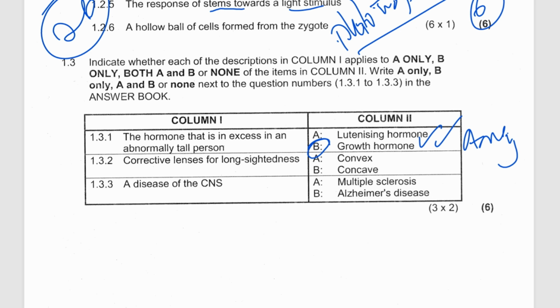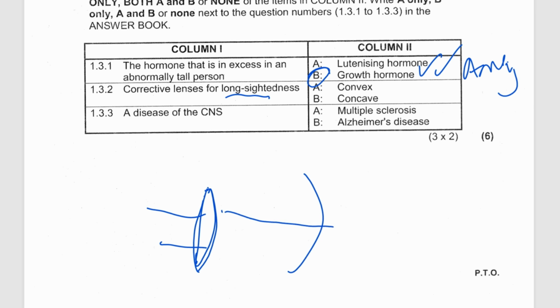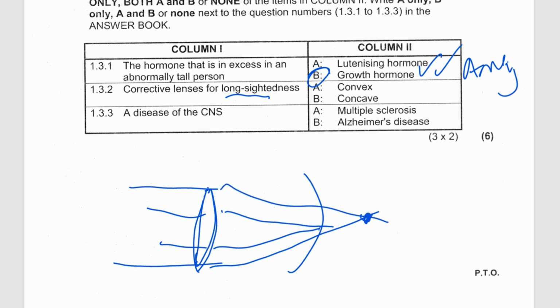Correct lens for long-sightedness. Remember, in long-sightedness, you see objects which are far, but you can't see objects which are near. Yesterday I told you that objects which are far, you see them as small, so even the lens is supposed to be small. The image falls onto the retina. But the one which is near comes as big, so it ends up forming the image behind the retina.